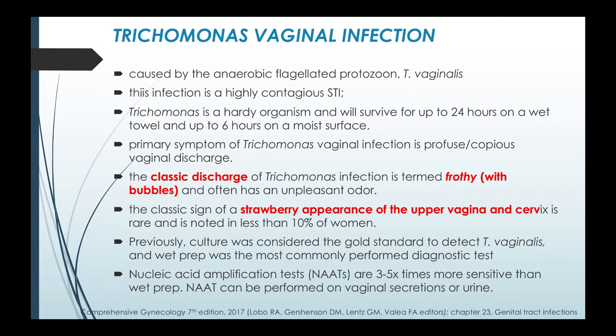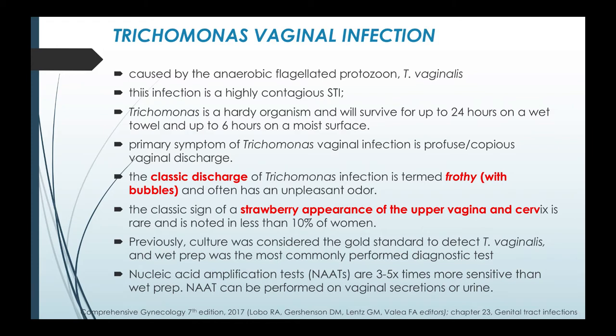The primary symptom of Trichomonas vaginal infection is profuse or copious vaginal discharge. The classic discharge of Trichomonas infection is termed frothy, meaning the discharge has bubbles, and it often has a very unpleasant odor. The classic sign of a strawberry appearance of the upper vagina and cervix is rare and is noted in less than 10% of women with Trichomonas vaginal infection.